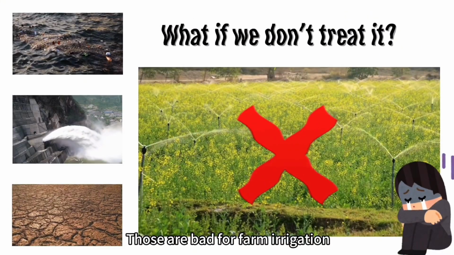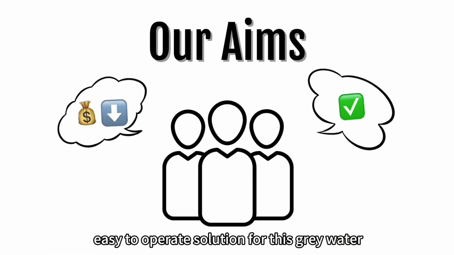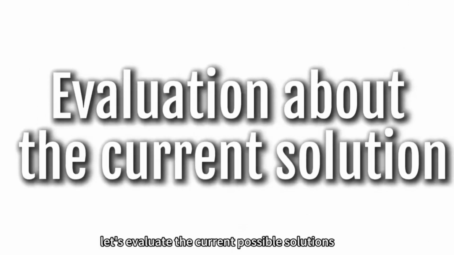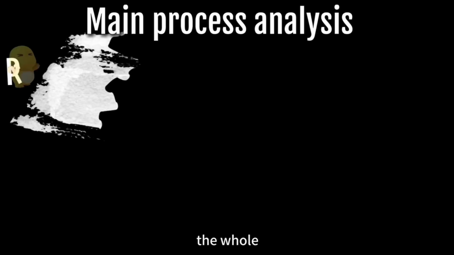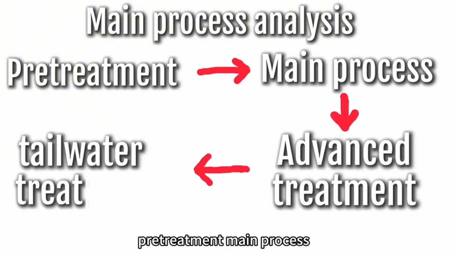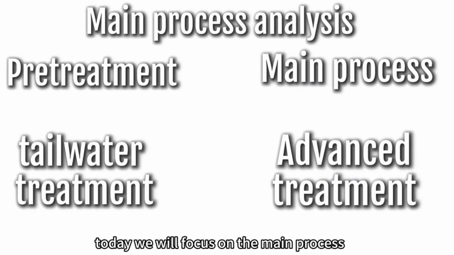Soils are bad for farm irrigation, so our video focuses on a low-cost, easy-to-operate solution for grey water, aiming to tackle rural water pollution sustainably. Let's evaluate the current possible solutions. The whole water purification process is split into 4 steps: pre-treatment, main process, advanced treatment, and tailwater treatment. Today, we will focus on the main process.